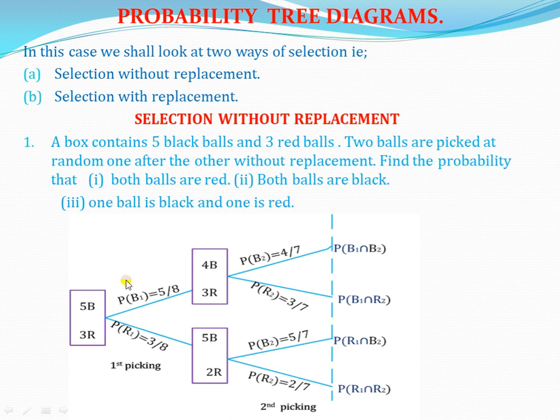Now if you want both balls red, just simply look for where we have R1 intersection R2. But before you reach here, remember we passed through this and this. So it will be 3 out of 8 multiplied by 2 out of 7. Why do we multiply them? Because the two events are actually independent. So that is how we shall answer that part of the question.